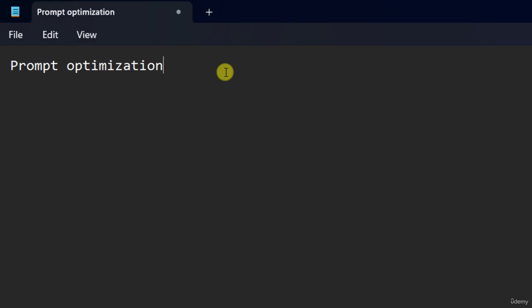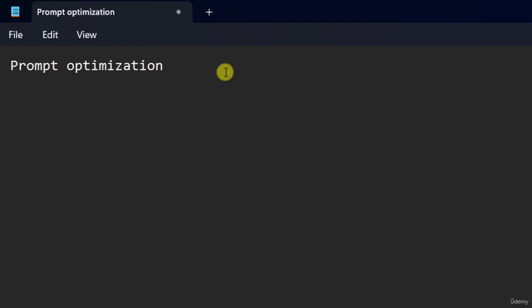Now, here we would be understanding about prompt optimization. Prompt optimization in ChatGPT refers to the process of optimizing the input prompts which is given to the model in order to achieve the desired output. Now, you need to understand that ChatGPT is a language model. It basically uses a neural network to generate some text based on the input prompt given to it.